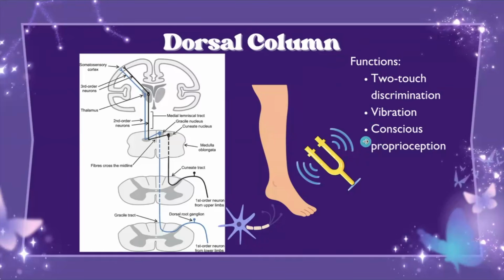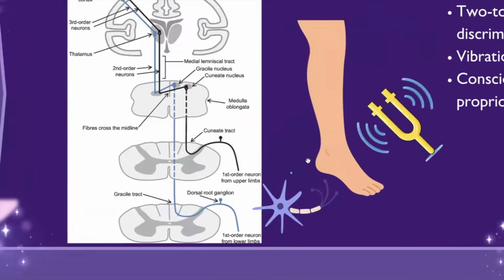So let's say that you send vibrations down to the lower limbs of a patient, okay? What is going to happen? These sensations will go through the axon, they will go through the pseudounipolar neuron, and then they will go to the dorsal root ganglion. This is where your first order neurons are. This is your first order neuron. The cell body of it is located in the dorsal root ganglion. It's always in the dorsal root ganglion, okay?